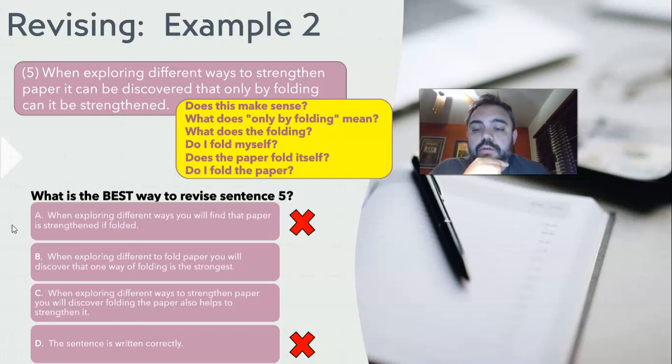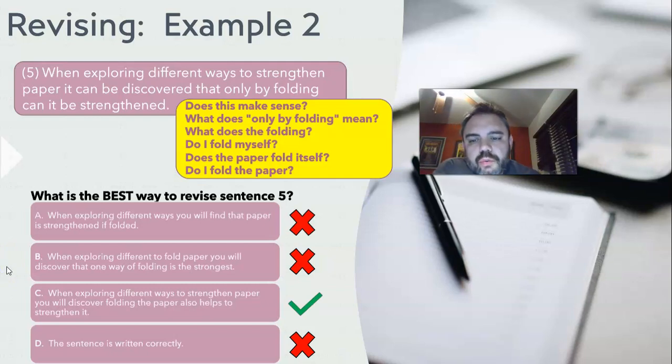When exploring different to fold paper, you will discover that one way of folding is the strongest. Oh man, look at me. This one's confusing too. When exploring different what to fold paper. Different ways, different methods. There's a word missing here. And you will discover that one way of folding is the strongest. I don't know too many different ways to fold paper, but maybe later in the paragraph it would tell me. But there's a missing word here, and it really creates a lot of confusion because I'm stroking my beard and I got this little weird side eye going on. So, boom, no, I'm going to eliminate it. So that makes good old C the answer.